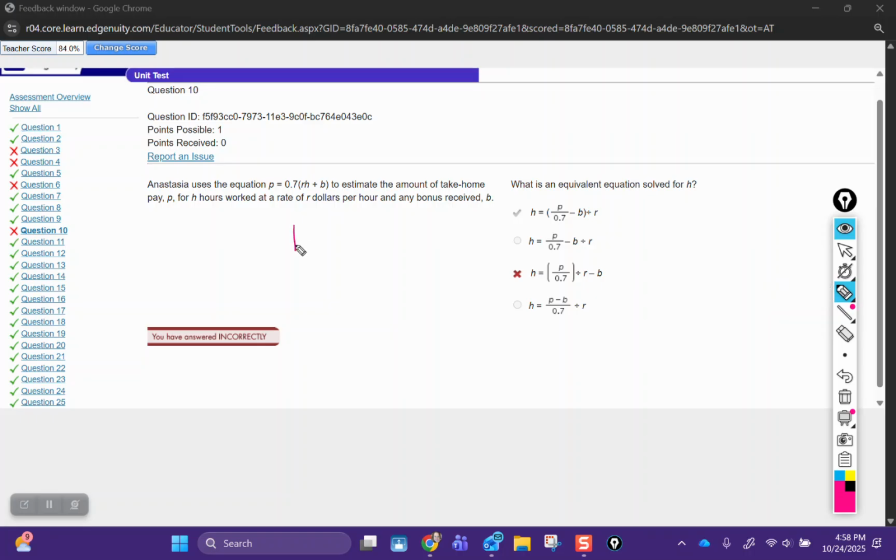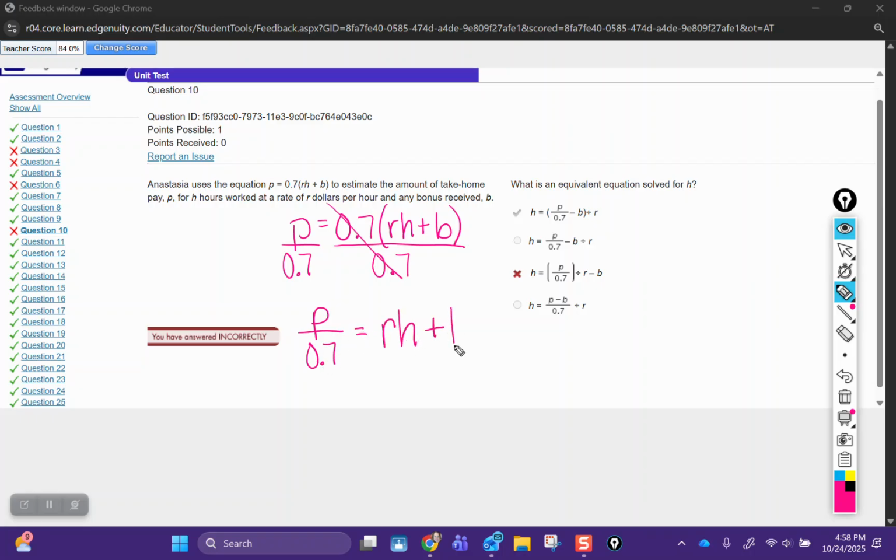So I'm going to write this equation here. P equals 0.7 times the quantity of RH plus B. What we have to try to do is solve this equation for H. The very first thing you could do is distribute this 0.7 through the parentheses. I try to discourage students from doing that. Let's just divide both sides by 0.7. I have to get rid of that 0.7 that's out there before I can deal with anything inside the parentheses. So we have P over 0.7 equals RH plus B.